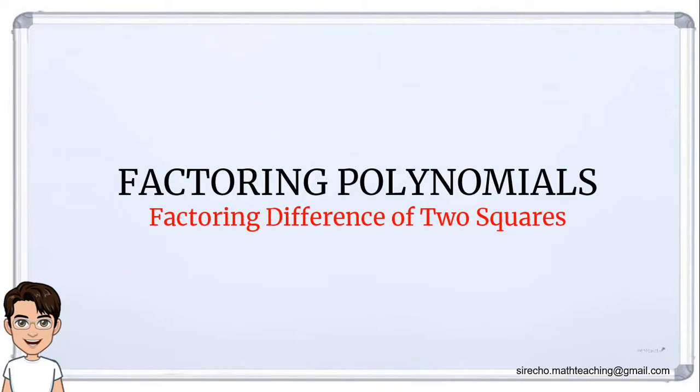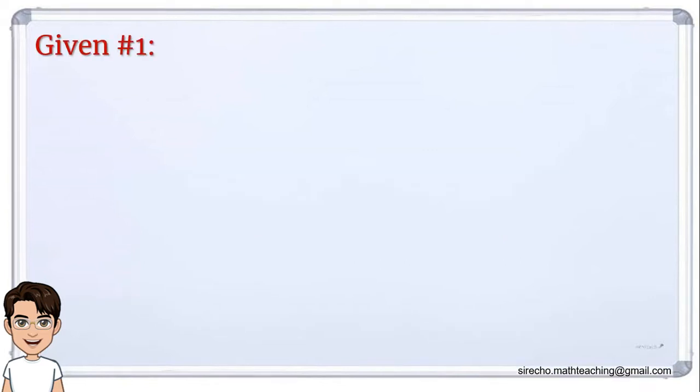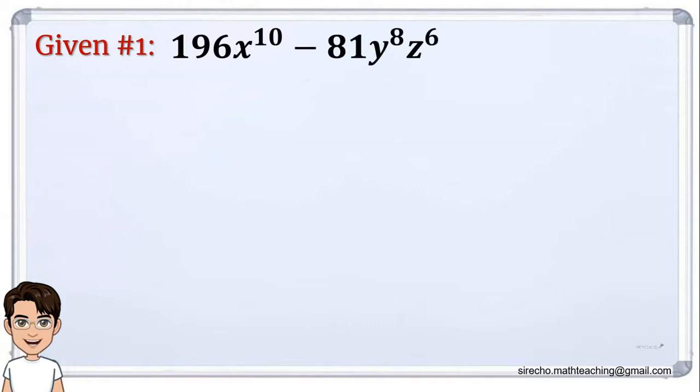In this video, I will help you understand factoring polynomials, particularly how to factor the difference of two squares. So let's proceed. Let's have our first given. Our first given is 196x to the 10th power minus 81y to the 8 z to the 6th power. So again, we are factoring the difference of two squares.